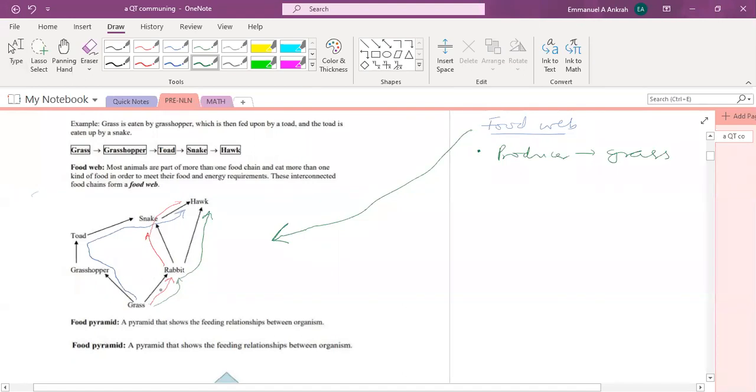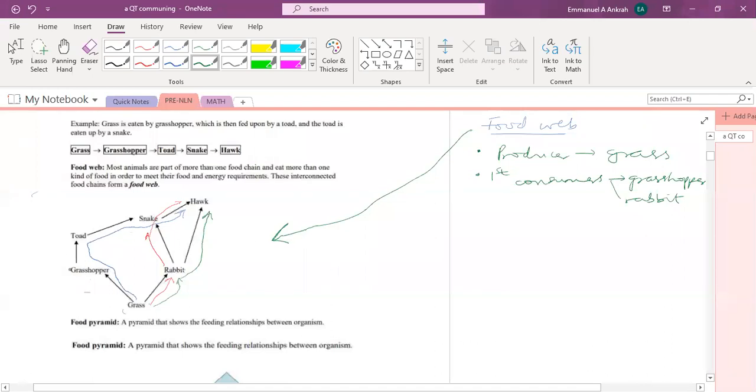So which ones are the primary consumers? If I look at this, the primary consumers will be the grasshopper and the rabbit. Okay, the first to consume the producer. So grasshopper and rabbit are the first consumers, the first to feed on the producer.